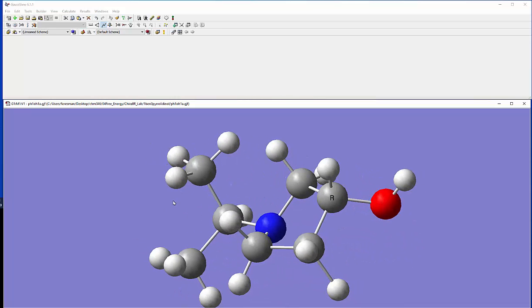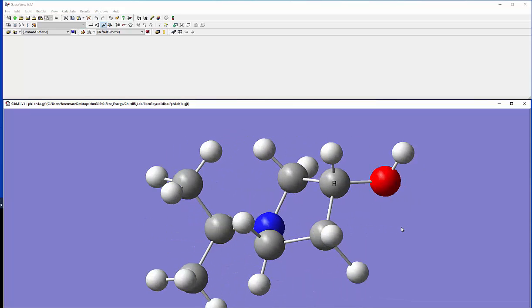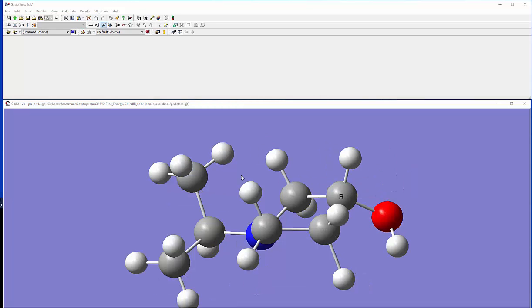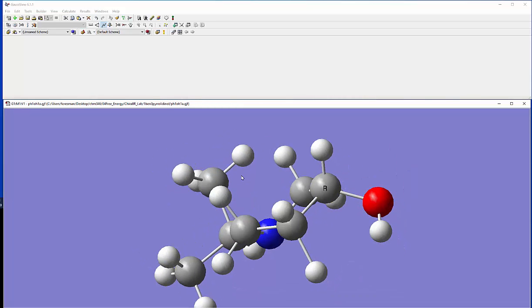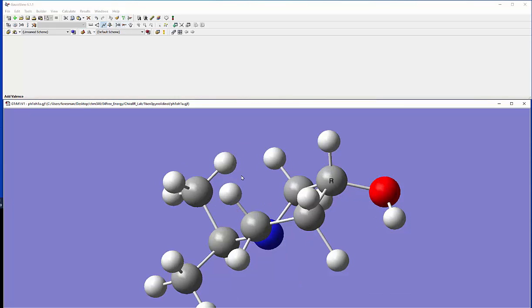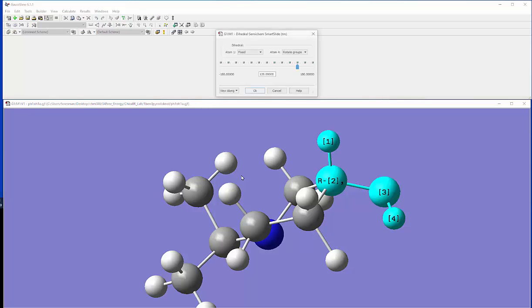Likewise, this hydroxy group that's on the other side of the molecule can adopt several different staggered conformations. So if we look at the hydroxyl group, we can choose the hydrogen here, the carbon here, the oxygen, and the hydrogen. Again, remember the rotating bond is the second and third atoms selected. And we'll fix the first atom and rotate the groups again. And you can see we can take this hydroxy group through its entire paces there.